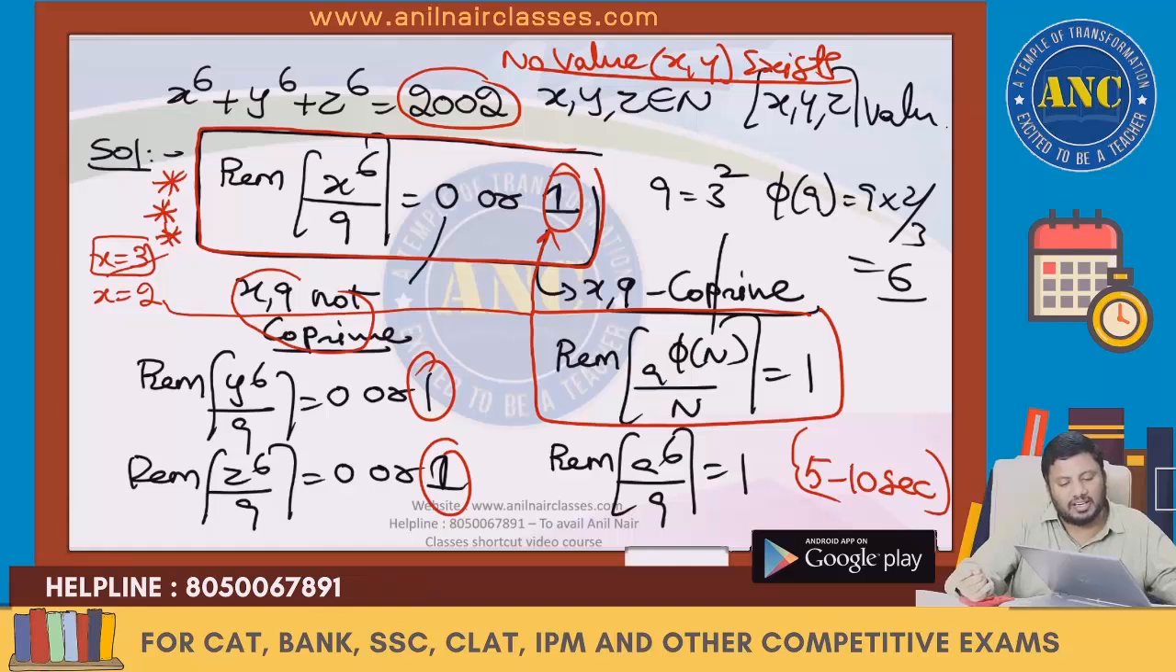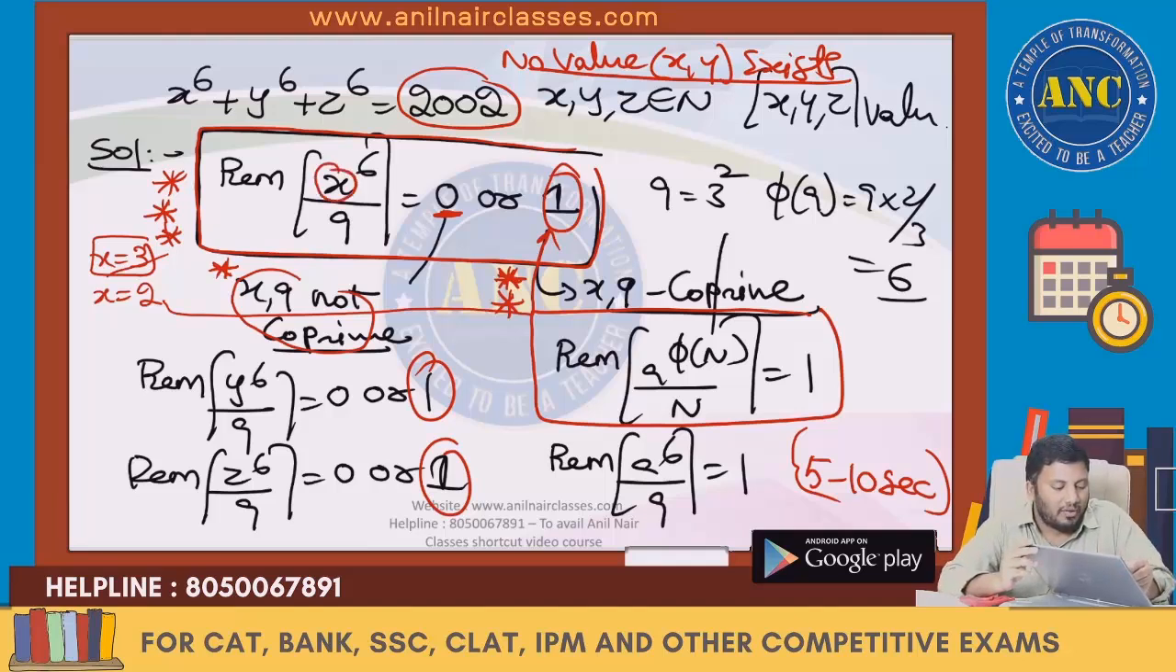x power 6 divided by 9 is 0 or 1. When will I get 0? When x and 9 are not co-prime to each other. When will I get 1? When x and 9 are co-prime to each other. X became y, y became z. 0 or 1, 0 or 1, 0 or 1. The maximum value it can be is 3. But the right hand side is 4. The answer is no value x, y exists. I hope the idea is clear.